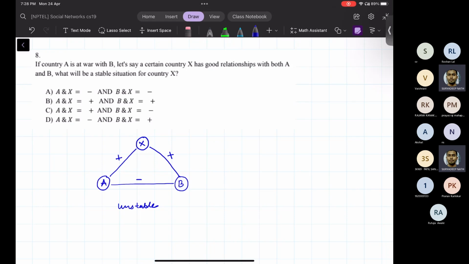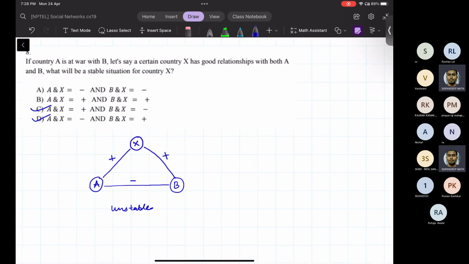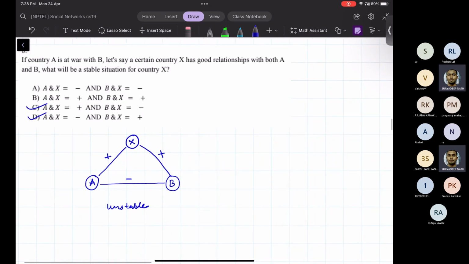So here A and X is plus and B and X is minus. So option C can be a right answer, or option D can also be a right answer. So both C and D are right answers. One of the pluses will go to minus, so in both of these cases that can be seen, and hence both are right answers.